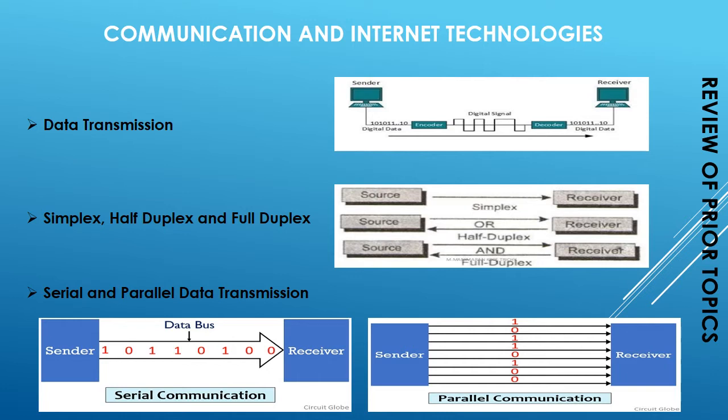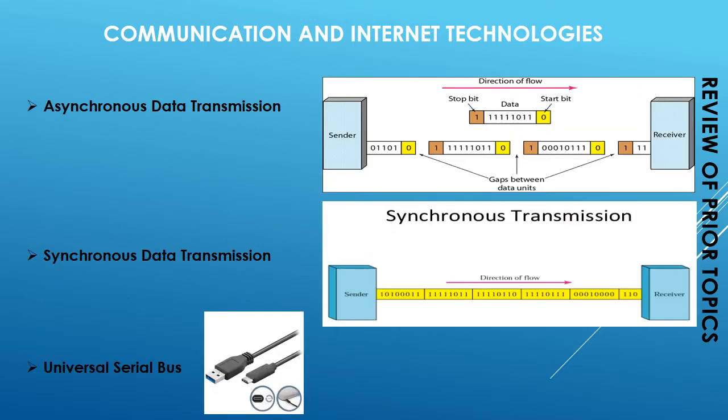While in parallel communication, data is sent in the form of byte, but all of its 8 bits are sent simultaneously from sender to receiver using 8 parallel lines that are usually known as wires or data paths. Serial data transmission is best used over longer distances when there are fewer chances to intermingle the signal, while parallel communication is best used for smaller networks.